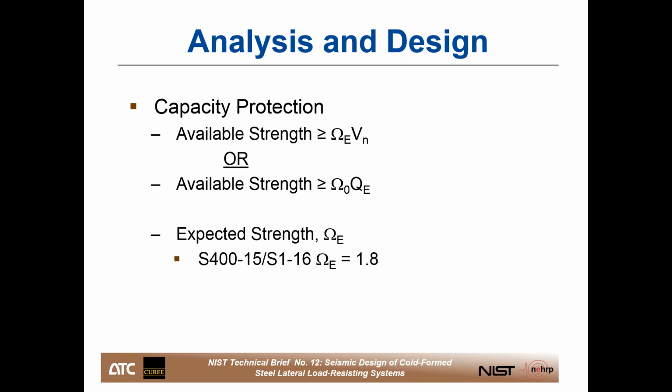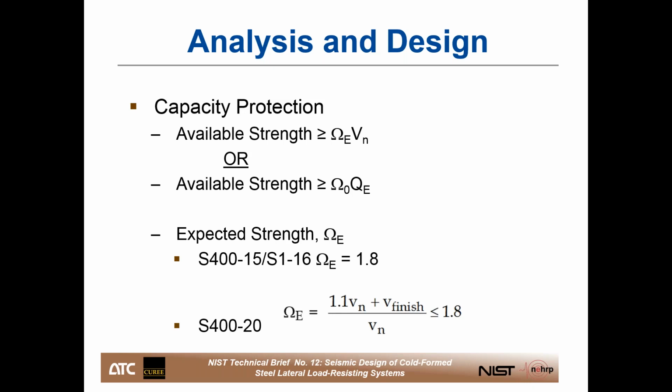So for shear walls in S400-15 with the supplement number 1 of 2016, the expected strength factor for shear walls, omega E, was set to 1.8, which basically caused all the designs to be controlled by overstrength. In other words, expected strength was in there, but it was kind of not really useful because it would always exceed the available strength, including omega naught, or rather the seismic forces, including omega naught.